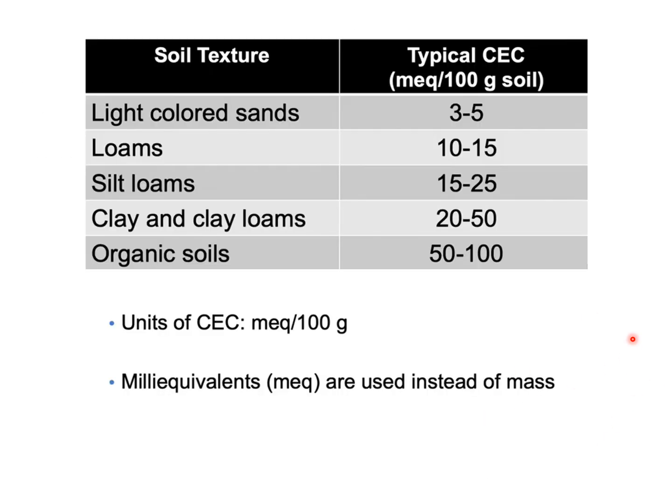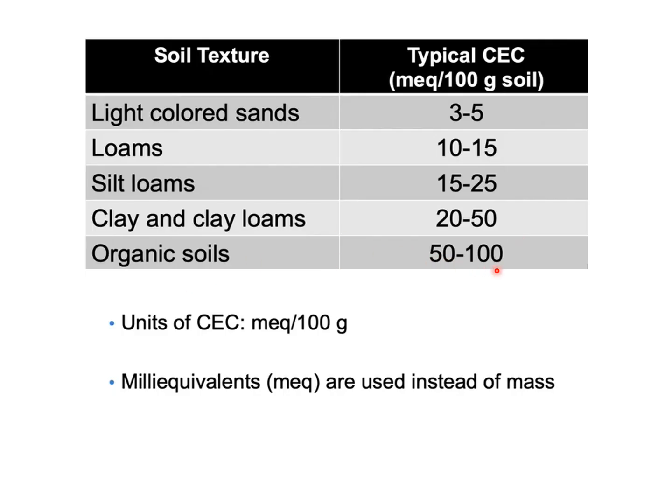Now, how is the CEC linked to soil texture? You can see here, light colored sandy soil, typical CEC would be 3 to 5 milliequivalents per 100 gram of soil. Loams will have somewhere between 10 to 15 milliequivalents. Silt loams 15 to 25. Clay loam 20 to 50, and organic soil 50 to 100.